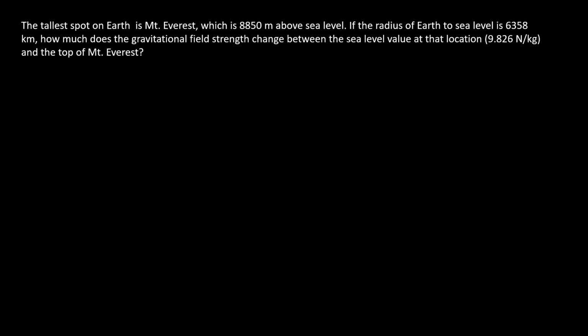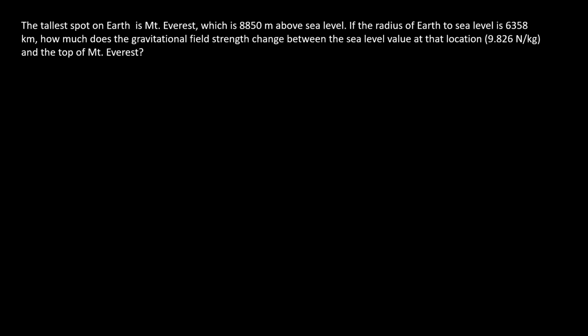Hello, so let's start with this problem. The tallest spot on Earth is Mount Everest, which is 8850 meters above sea level. If the radius of Earth to sea level is 6358 kilometers, how much does the gravitational field strength change between the sea level value at that location and the top of Mount Everest?